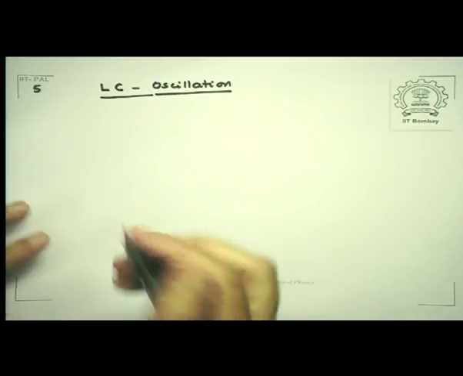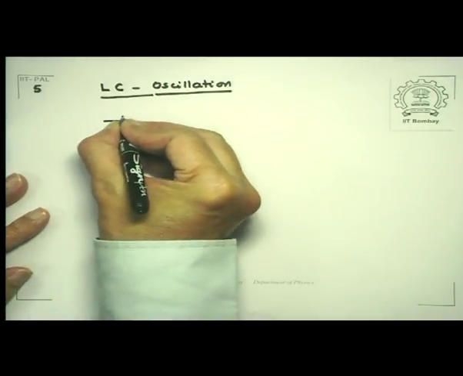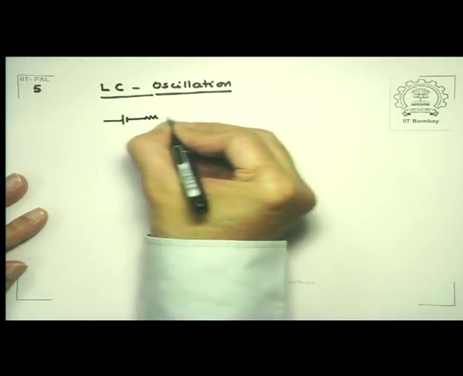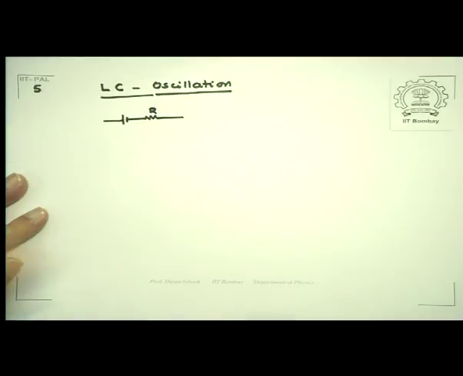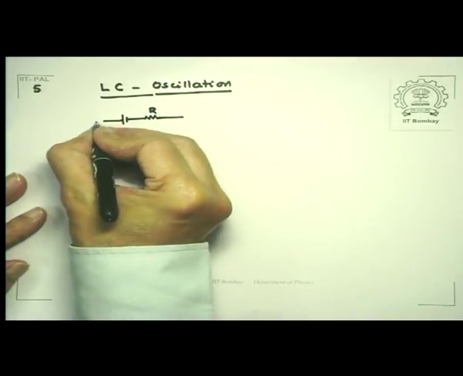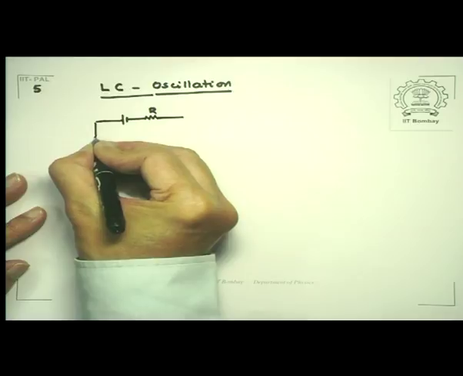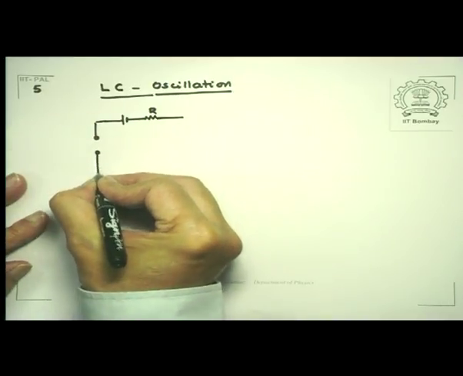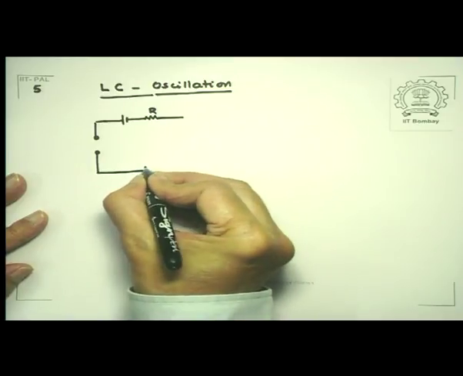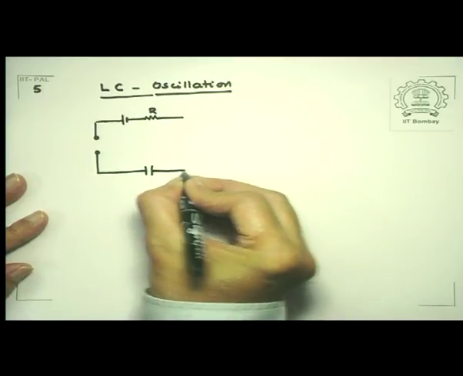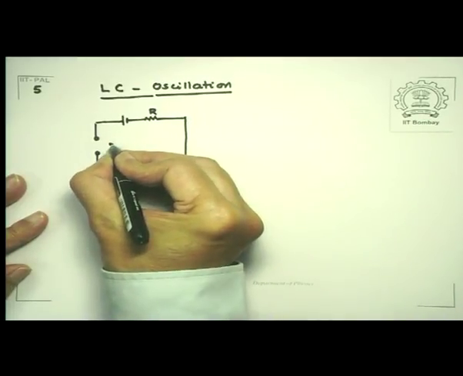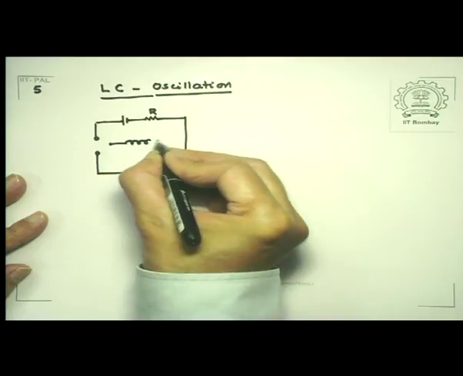Let me try to give you a circuit. So I have a circuit with a DC source, a battery. Let's take a resistance to limit the amount of current that is being passed, and I take a circuit which is like this. I will come back to what these things are. I have a capacitance here, and I also have an inductance in this circuit.